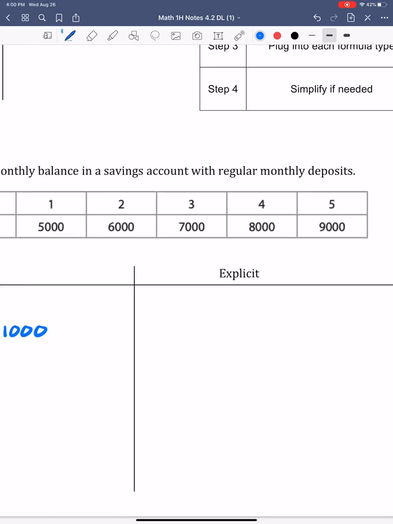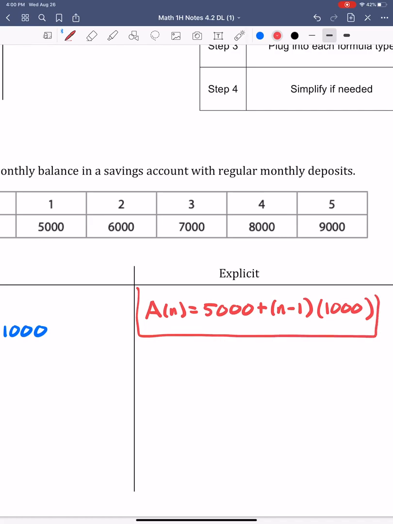Moving to the explicit rule, we've got a_n equals, remember it starts with a1, which is 5,000, plus n minus 1 times d, which is 1,000. Okay. And that's all you need for that part there, right?